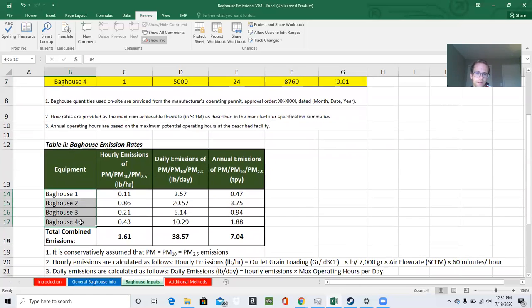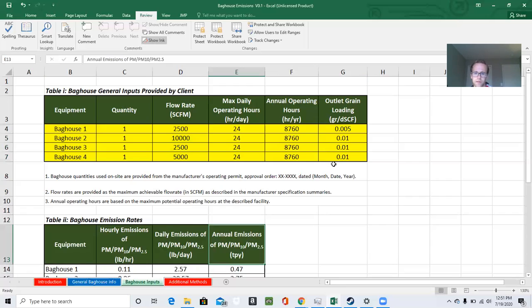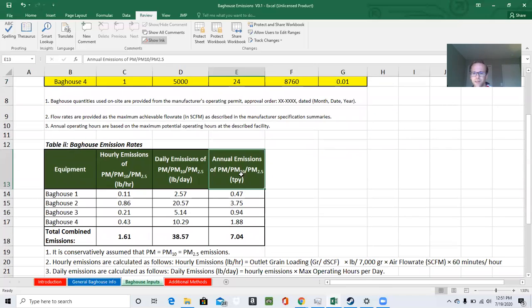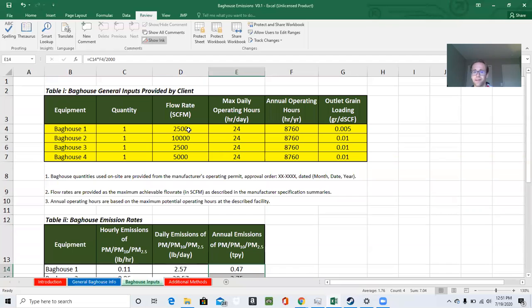So for our 4 baghouses, we're going to get them on a pound per hour basis, a pound per day basis, and a ton per year basis. Now, just with the brief scenario that we've set up, you can see that the total tons per year for these baghouses is not very large. It's just 7 tons per year. But that's because of the different sizes of baghouses we have used and the outlet grain loading. The largest baghouse we've assumed is 10,000. That can vary distinctly depending on what facility and operations you're working with.